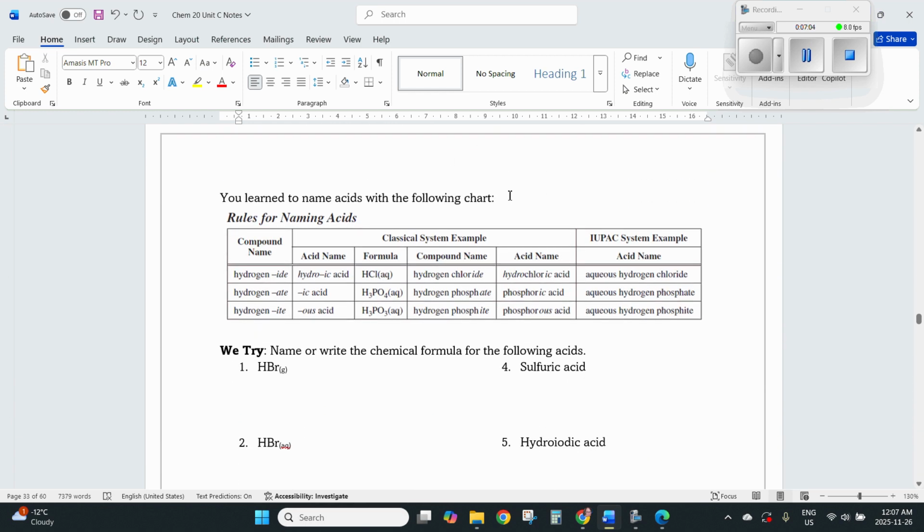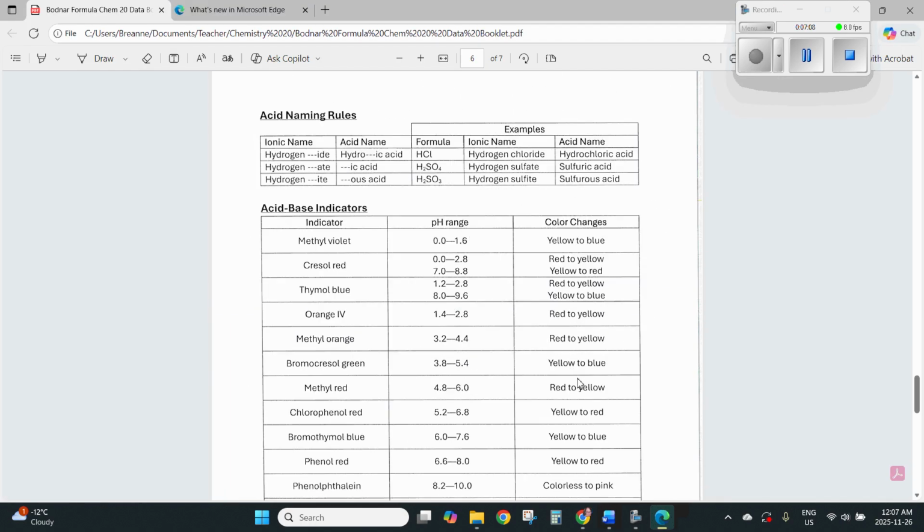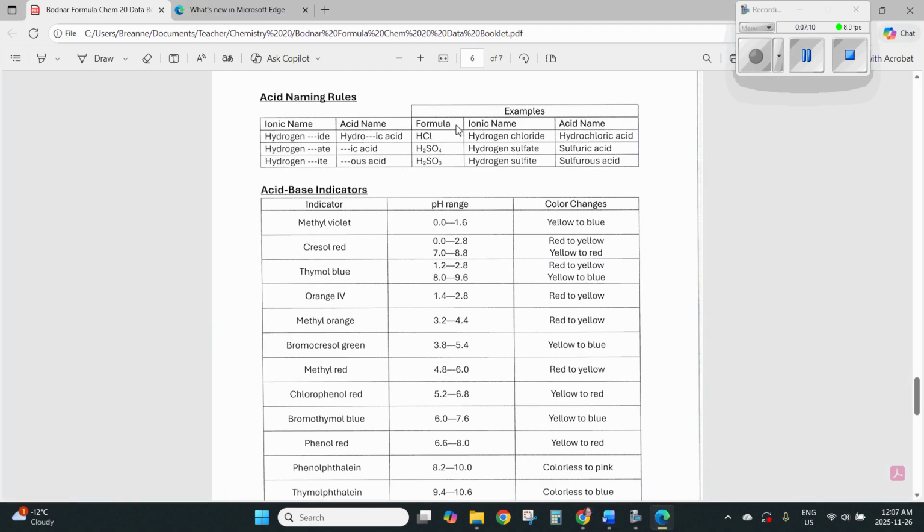So this chart is in your data booklet, top of page 5. You do not have to memorize these rules. They are there. You just need to know how to use them. I cannot tell you how to use them on a test, so you need to learn. The two more common columns we're going to use are the first two, the ionic name and the acid name.